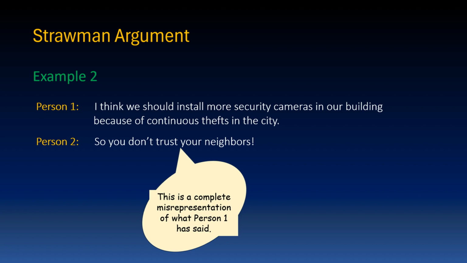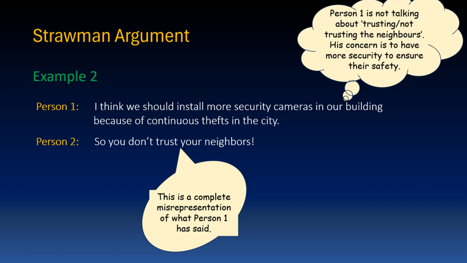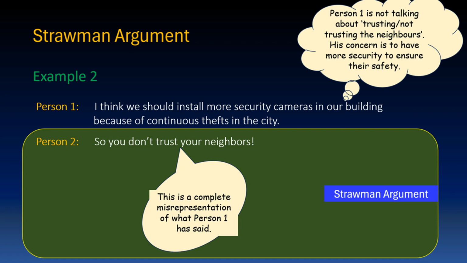said. In fact, person 1 is not talking about trusting or not trusting the neighbors. His concern is to have more security to ensure their safety. But the interpretation of person 2 is completely a twisted interpretation. That is why we conclude that the argument of person 2 is a strawman argument, because he is not attacking the original argument made by person 1, but a twisted one.